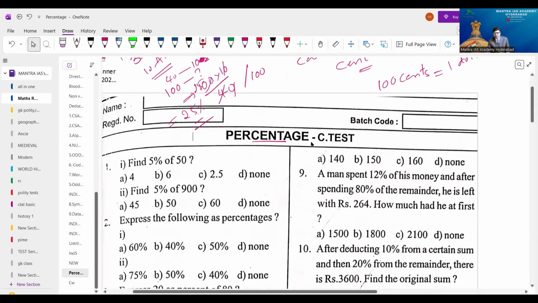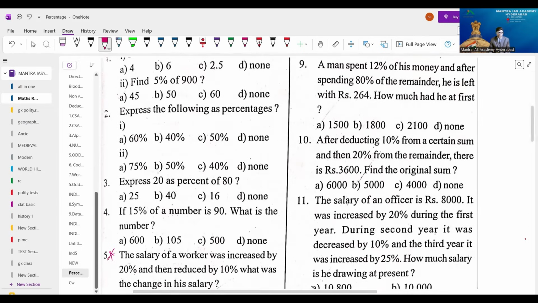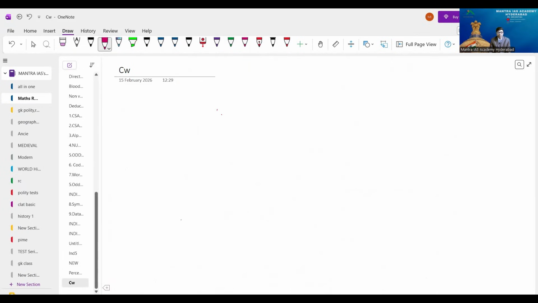The question paper is very fantastic here. I'll try to give you maximum questions in this, along with solutions. In fact, the fifth one is a very important question. First of all, let me start here. 5% of 50 is what? Option A, 4; B, 6; C, 2.5; and none. First, let me write it in the solution part.